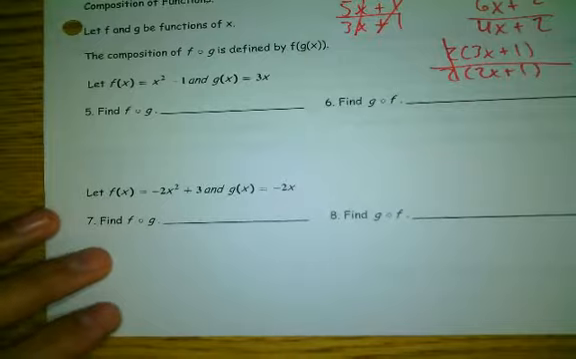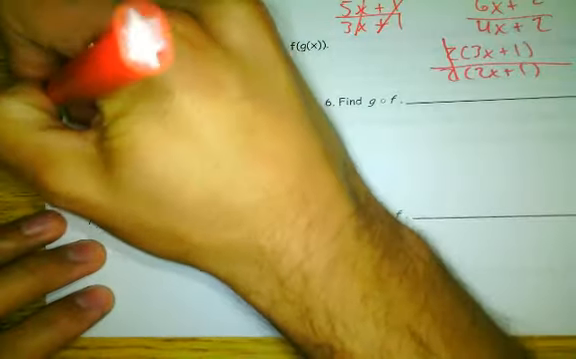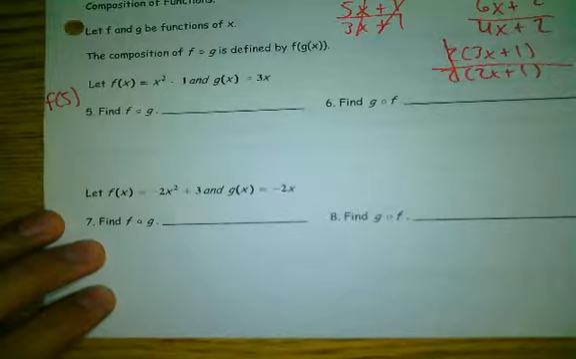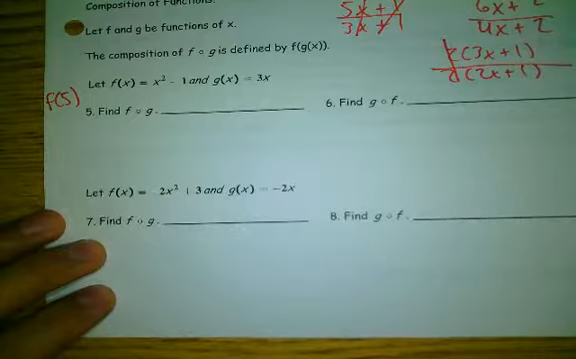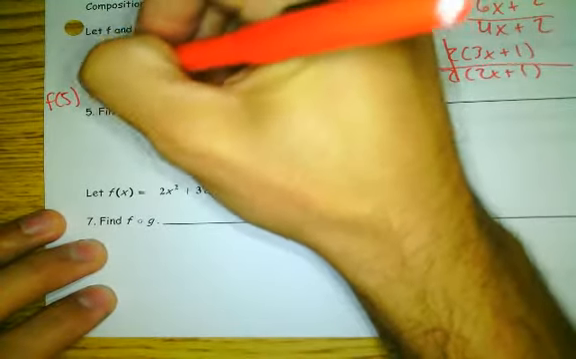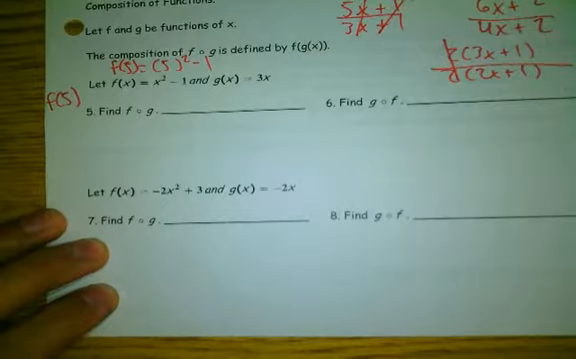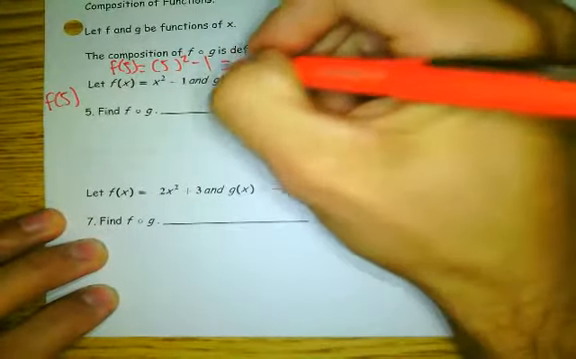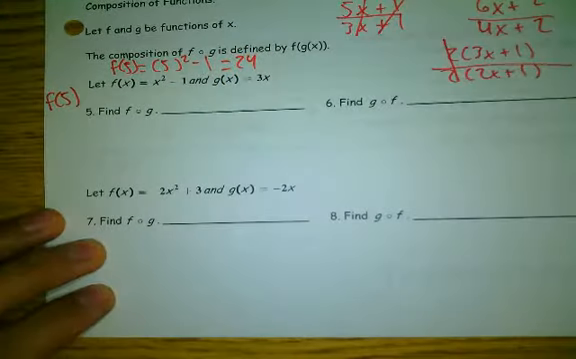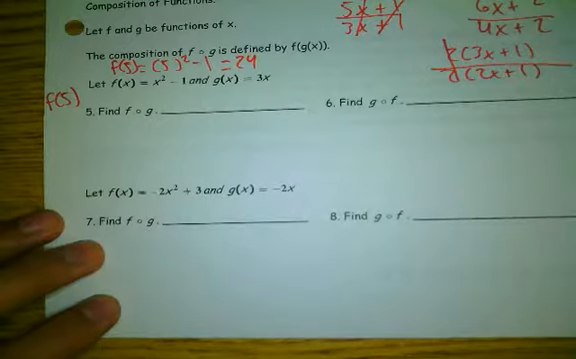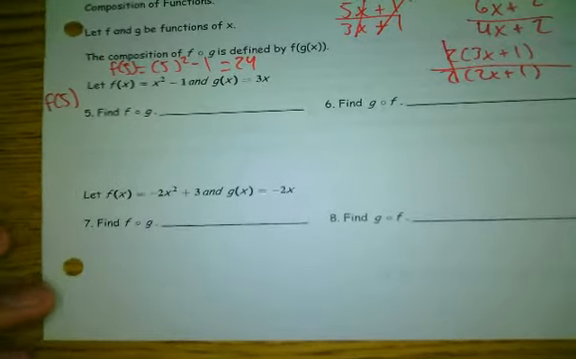You would have come here and said f of 5 equals 5 squared minus 1, and then 25 minus 1 is 24, and that would be your answer, correct? Well, it won't be that simple now. I'm actually going to ask you to evaluate at a function instead of at a value, okay? So here's what I mean.